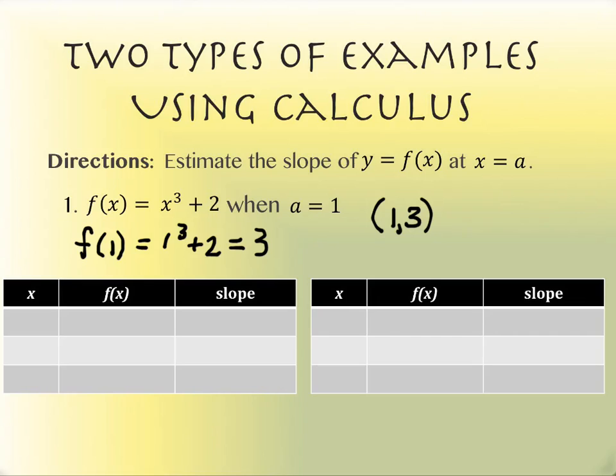Everybody good so far? Now, let's talk about what kind of values we were interested in. What we're wanting to find is the slope of something. How do I find slope?